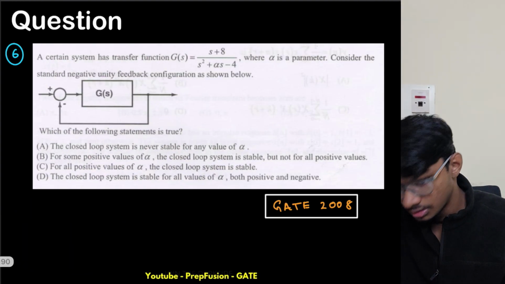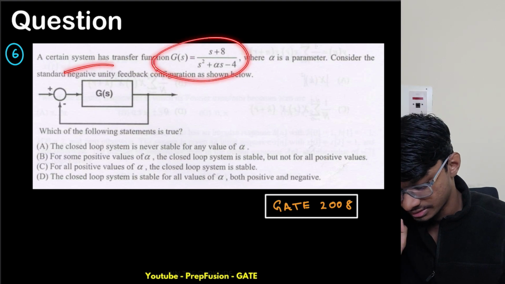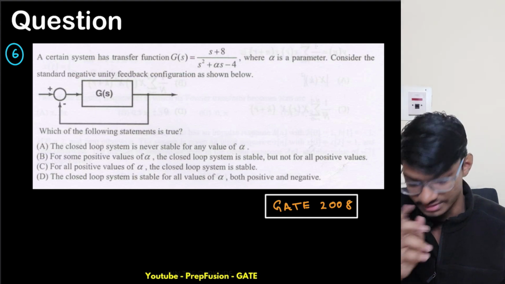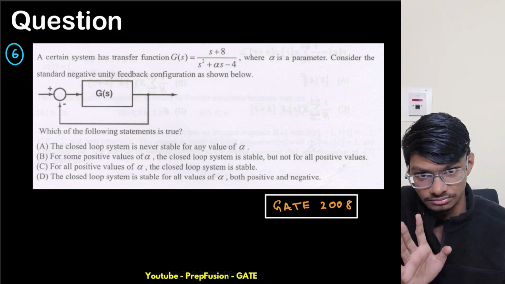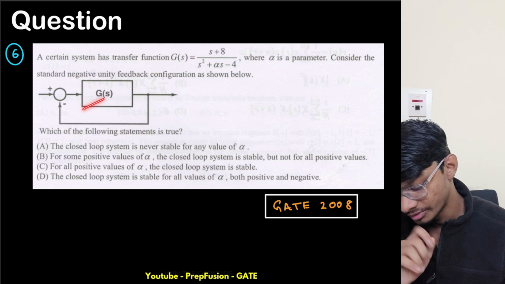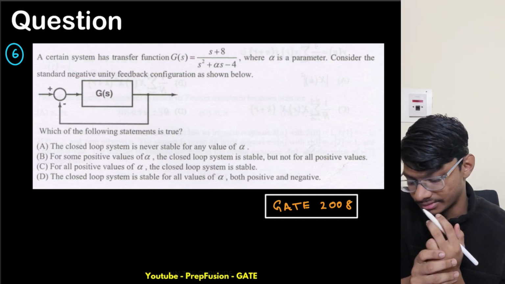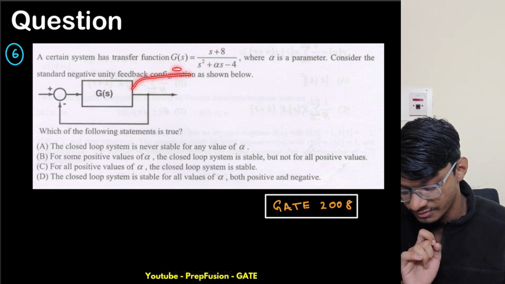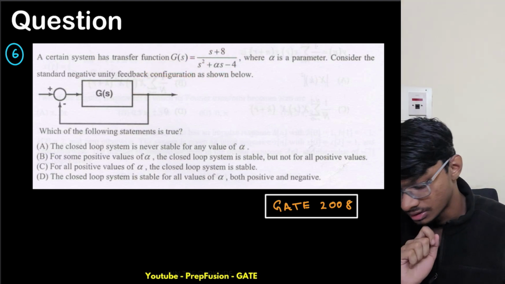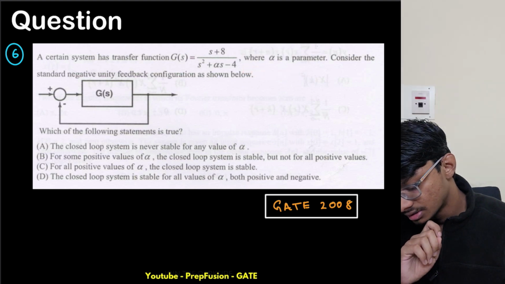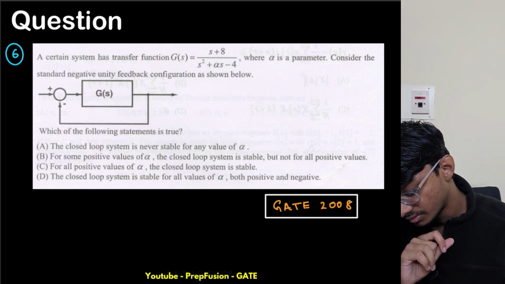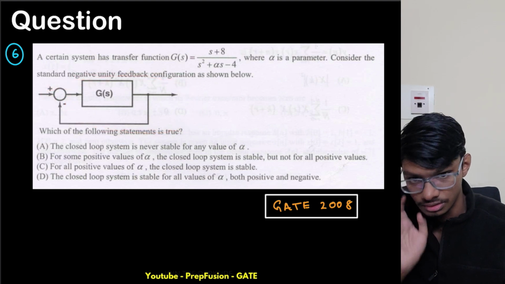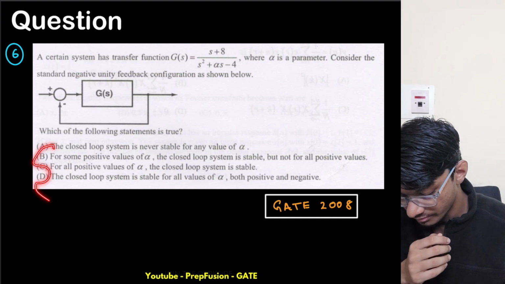What is this question telling us? This question is telling us a certain system has this transfer function. Okay, the transfer function is given, but this is actually not the closed loop transfer function. This is the open loop transfer function, OLTF. So just be careful about that one, and don't be confused with the statement. G of S is defined as the OLTF for the system, where alpha is a parameter. Consider the standard negative unity feedback configuration as shown below. So we have been shown a negative unity feedback, and we have been given 4 statements.